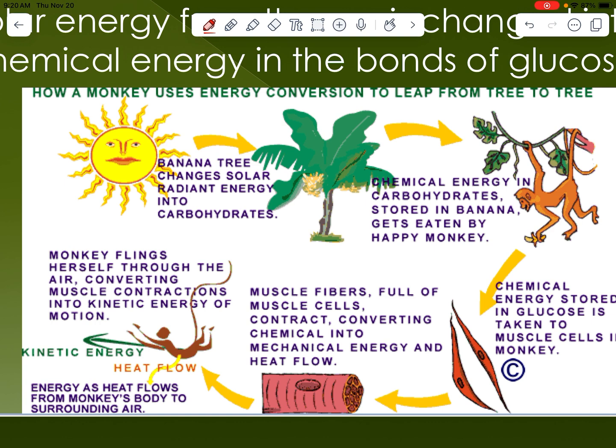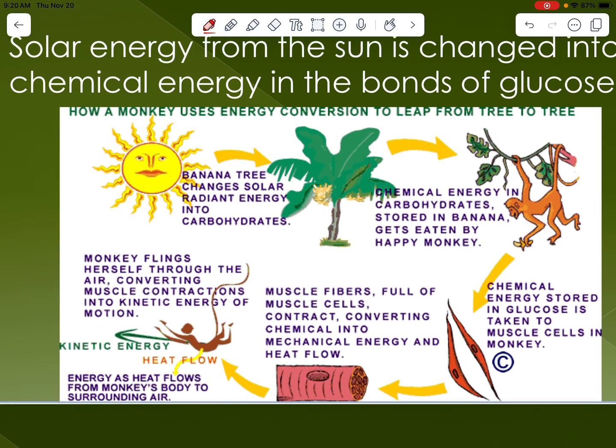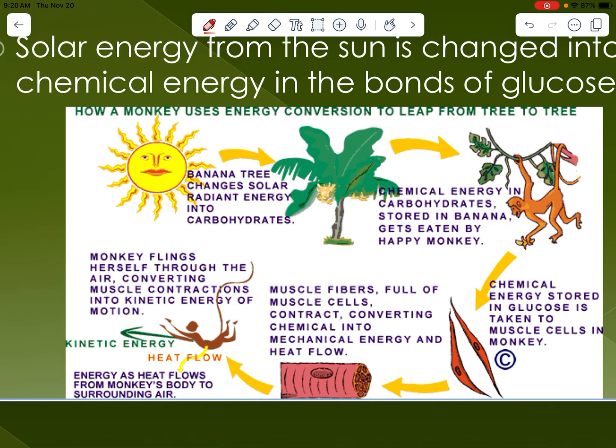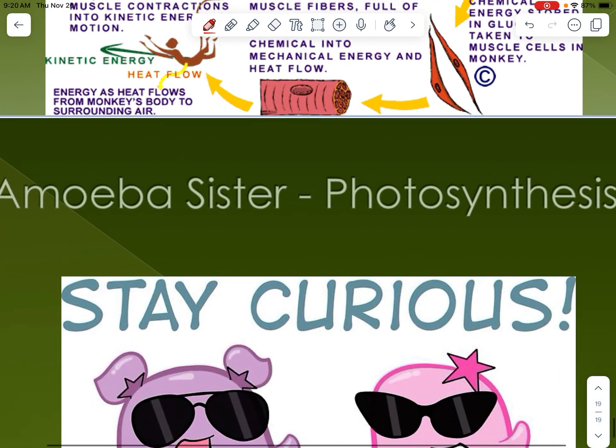Now, you can see the monkey here is doing the same thing. What the monkey does with that energy is it can now contract its muscles. It can store this chemical energy, and it can move from place to place. That muscle fiber full of muscle cells contracts, converting chemical energy into mechanical energy flow and heat flow. And again, we now turn it into kinetic. So we go from high potential energy to more kinetic energy, but you'll learn that more in chemistry or in physics.